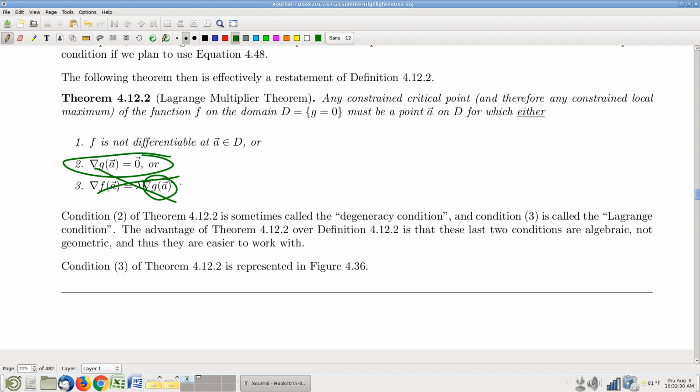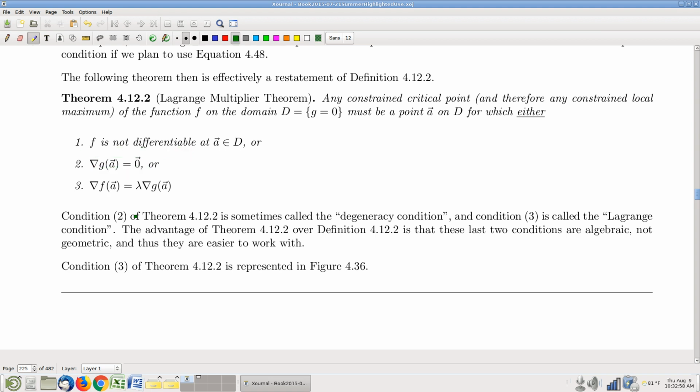Okay. So anyway, that's the argument. It's a nice punchline, though. You have 3 conditions to check. If you want to find a critical point on a constraint set, check to see if the function ever fails to be differentiable. Check to see if your constraint gradient is ever 0. Check to see if this little equation right here ever happens, and off you go.